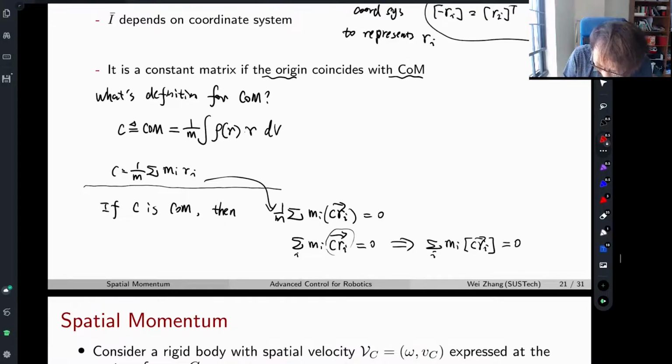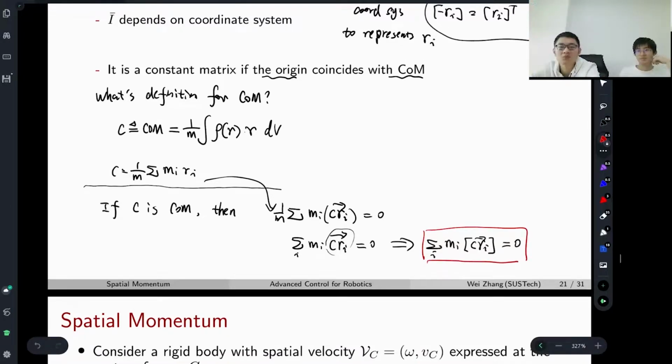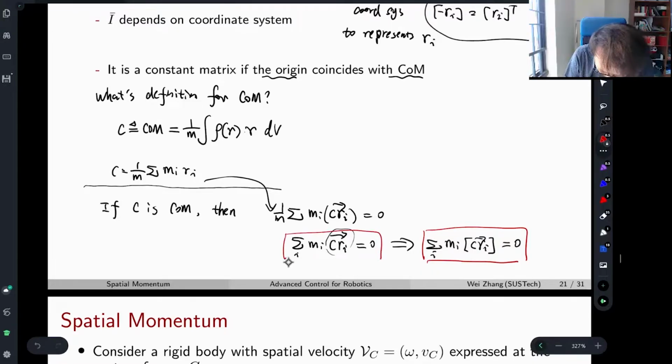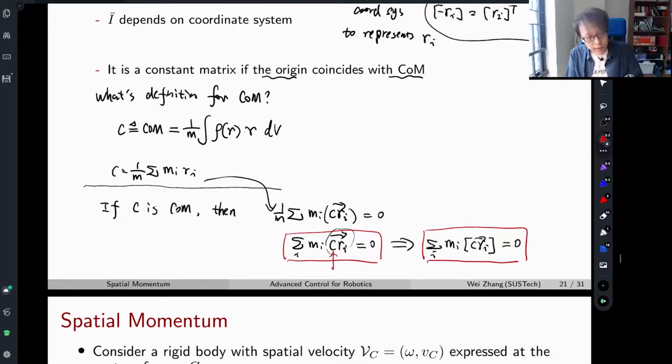Fuzhen. Let's keep this in mind, and also keep this in mind: this holds if C is the center of mass. If C is not the center of mass, it doesn't hold, right?